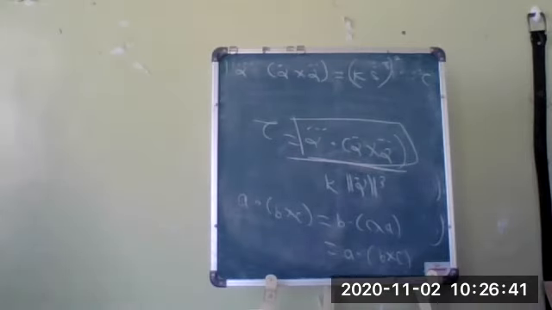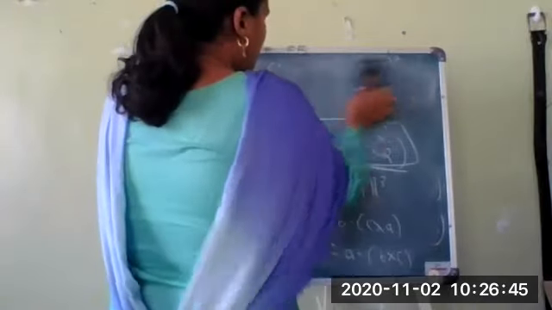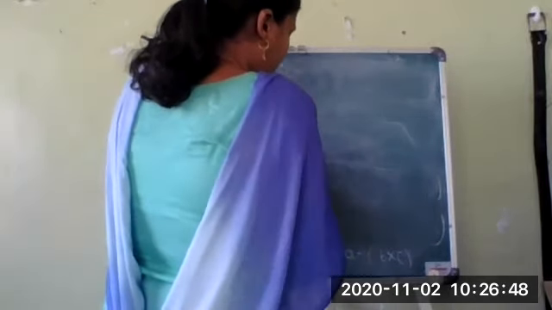Okay, this is what we have obtained: the formulas for the arbitrary speed curve.